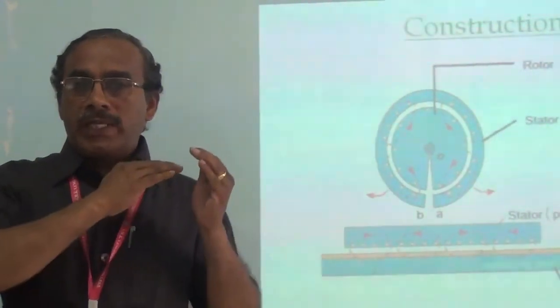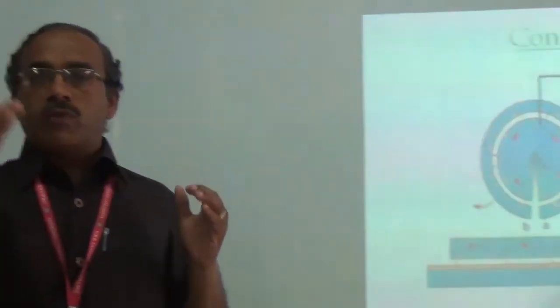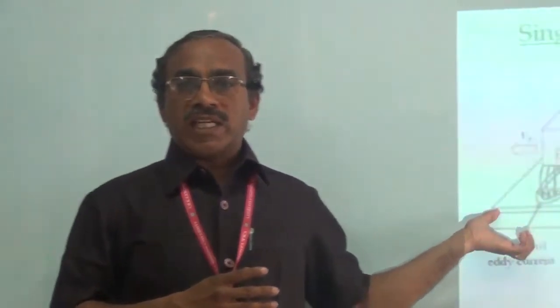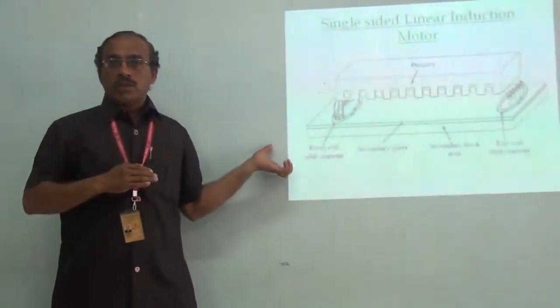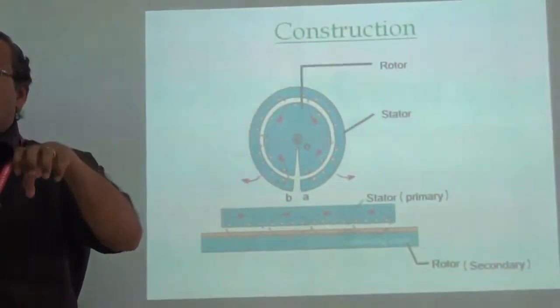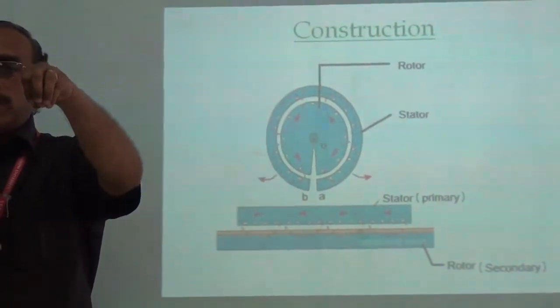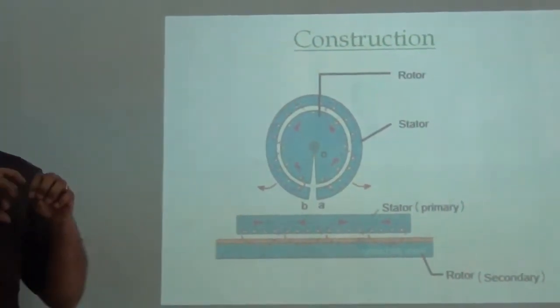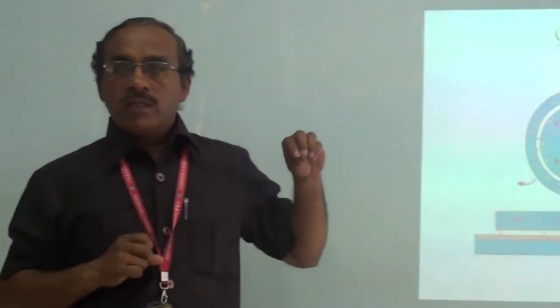In order to maintain constant force over the entire surface, one side is made shorter than the other. For example, in the railway application, the primary is the shorter and the secondary is the longer. That means the integral part of the vehicle is assumed to be the primary and the track is assumed to be the secondary of the system.